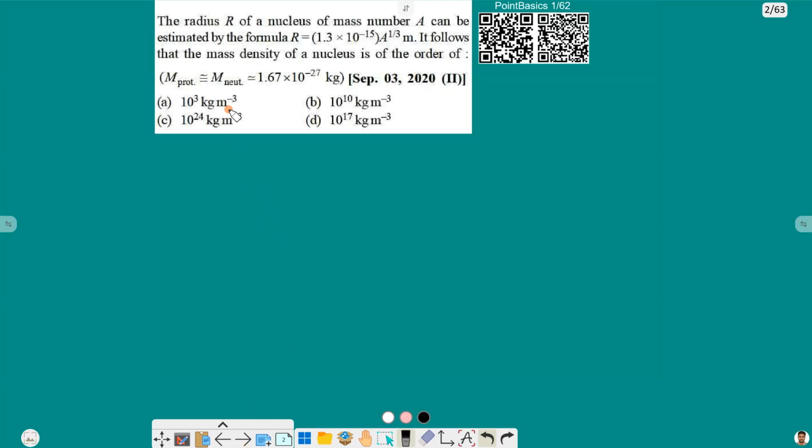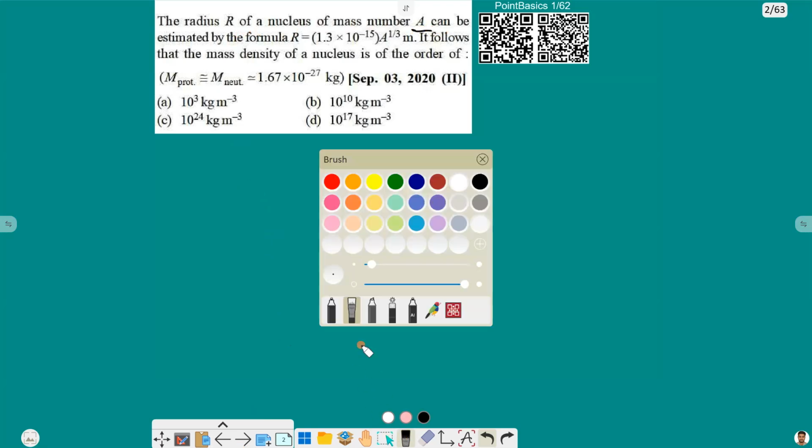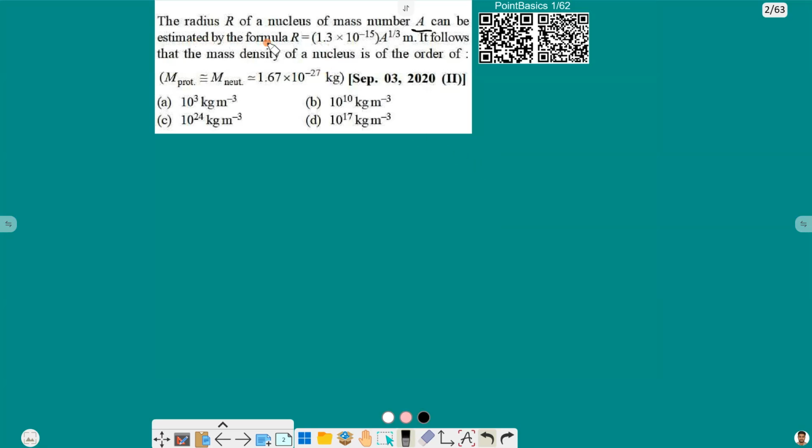So here, the radius of a nucleus of mass number A can be estimated by the formula R meter. It follows the mass density of nuclear is of the order. So basically what we have to calculate here is the mass density. We know that mass density is basically mass by volume, and here nothing is mentioned regarding which atom we have to use. So let us calculate for hydrogen atom.